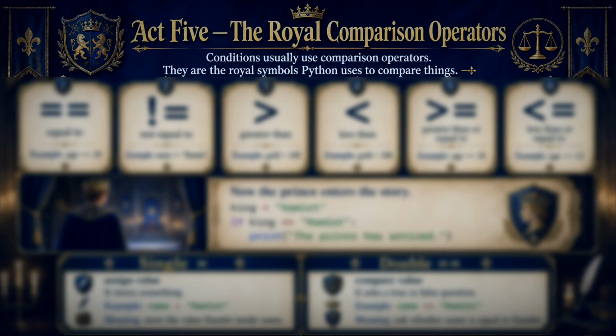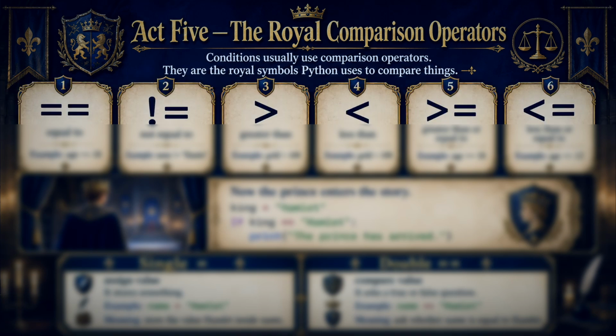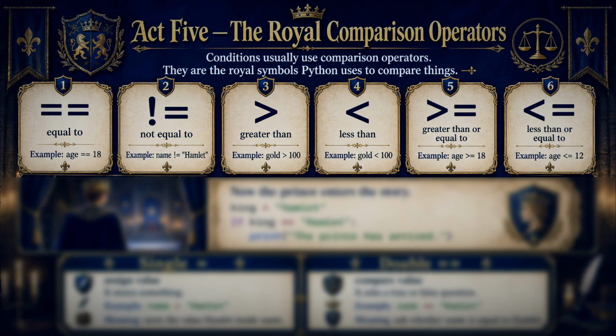Act 5, the royal comparison operators. Conditions usually use comparison operators. They are the royal symbols Python uses to compare things. Double equals means equal to. Example: age == 18. Exclamation mark equals means not equal to. Example: name != "Hamlet".